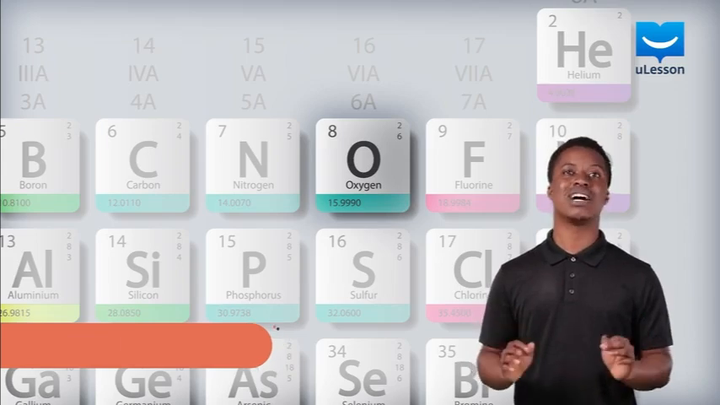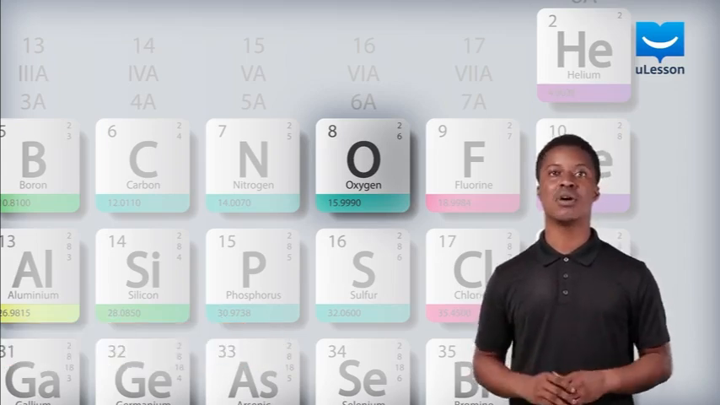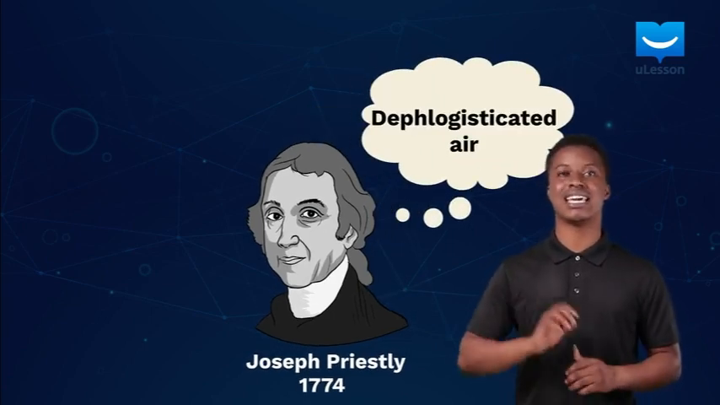It was first discovered in the year 1772 by Swedish chemist Carl Scheele, but was first published as an element by English philosopher Joseph Priestley in 1774. Priestley, however, did not realize that oxygen was an element. As a matter of fact, he called it dephlogisticated air.